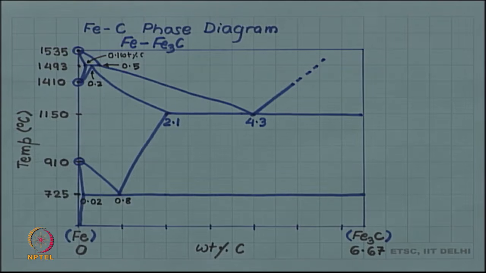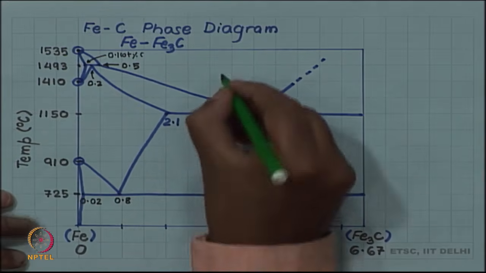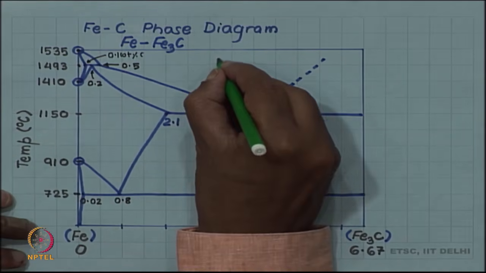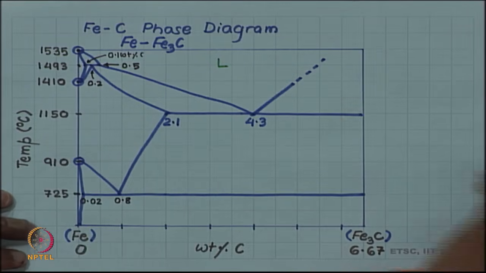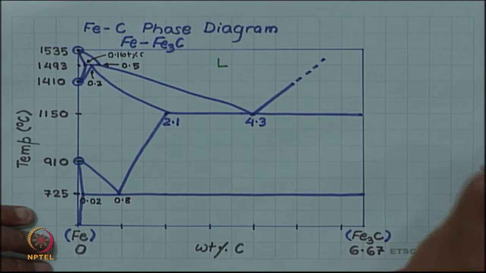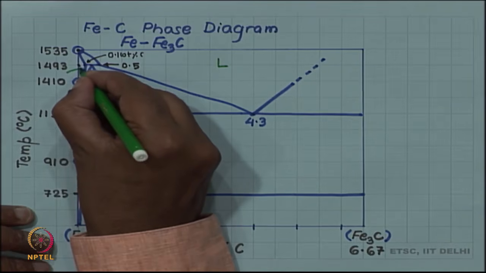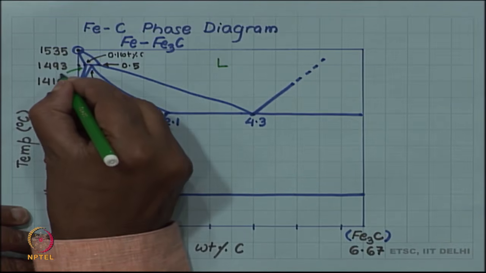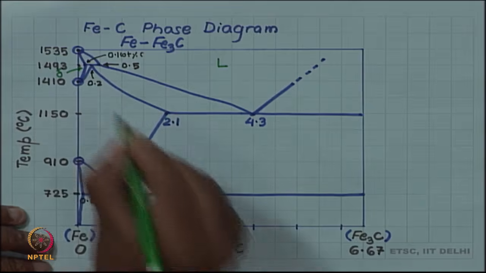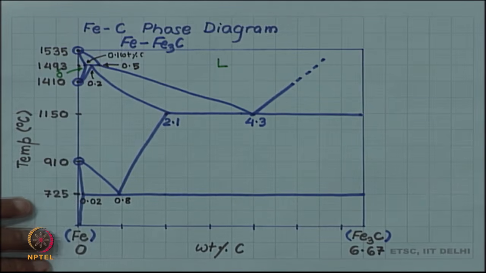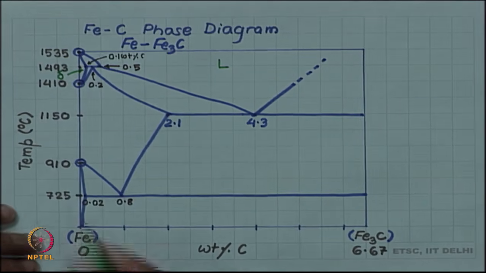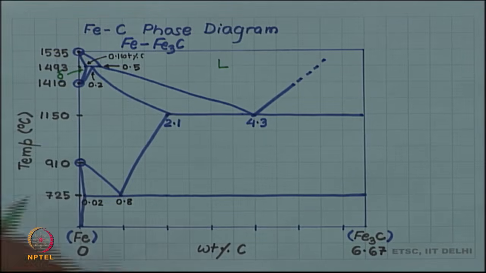Let us write down the phases. This large region at the high temperature region is the liquid region. This small triangle here is what is called delta. Each phase has a symbol as well as a name. So, it is delta, and we will give you the name, delta ferrite.